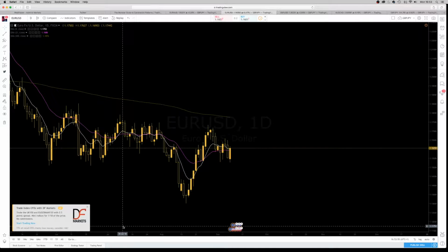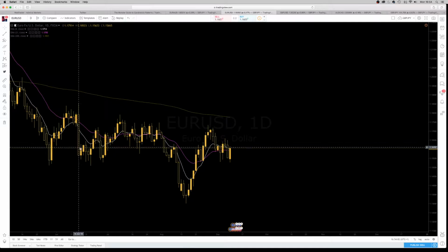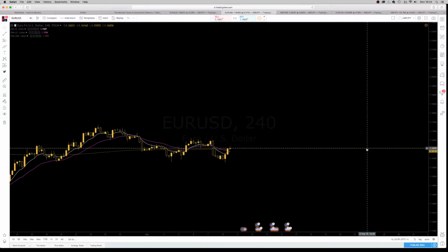Now, Euro USD, I had a bearish outlook for the week. Now, what's happened today? We've pulled back up into this structure here. So let's drop down to the 4 hour, see what we can see.